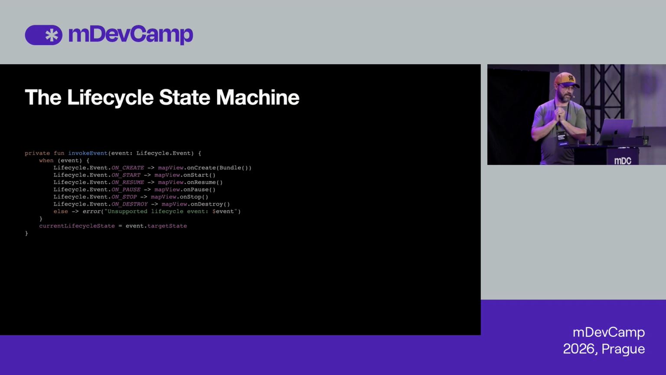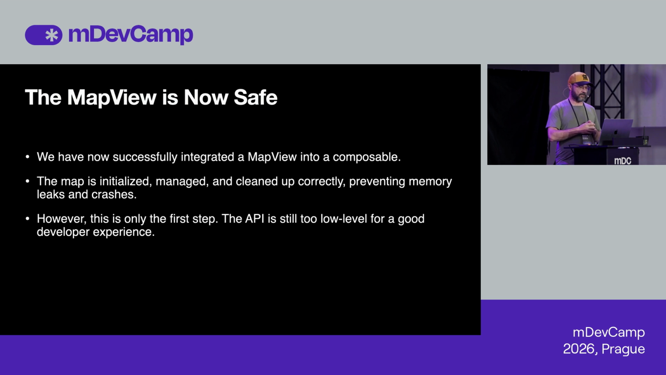This is a function that takes the current lifecycle event that you're trying to pass, and based on it, you call the method that you need on the map view. So if the onCreate has happened, the composable internally is going to call the mapView.onCreate, passing a default bundle, the same for onStart, onResume, and so forth and so on. And yeah, now we have a bit of safety on our map view.